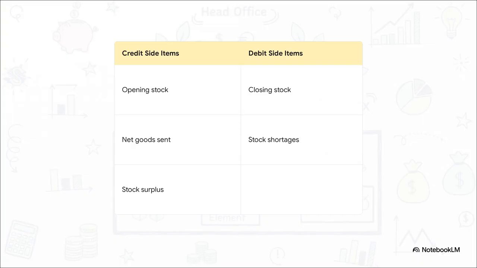Okay, let's walk through the actual accounting logic of how we systematically strip away this disguise using a T-account structure. We're basically looking at an application of the matching principle here, but applied to internal markups. Let's start over on the credit side. We credit the account with the loading on the branch's opening stock.